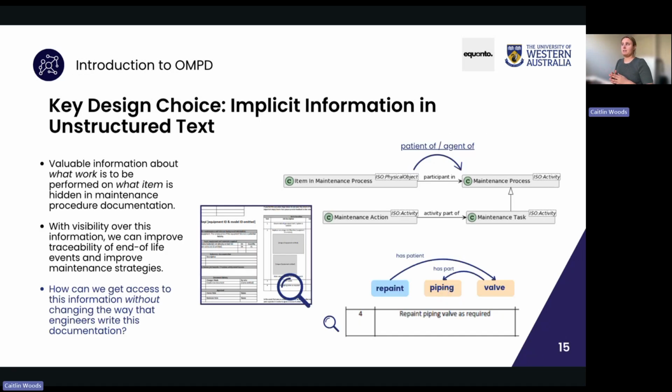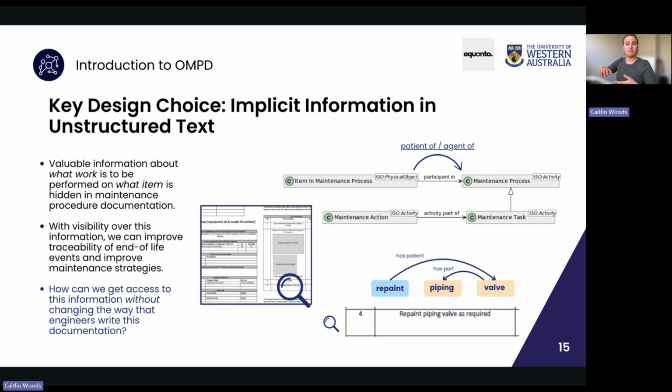Finally, another design choice that we made in the static procedure ontology was the choice to model implicit information in the unstructured text in procedures. So lots of valuable information about what work is performed on what equipment items is hidden right in the step texts. So in this procedure, for example, we have repaint piping valve as required. What this step tells us is that a valve, which forms part of a piping system, needs to be repainted.